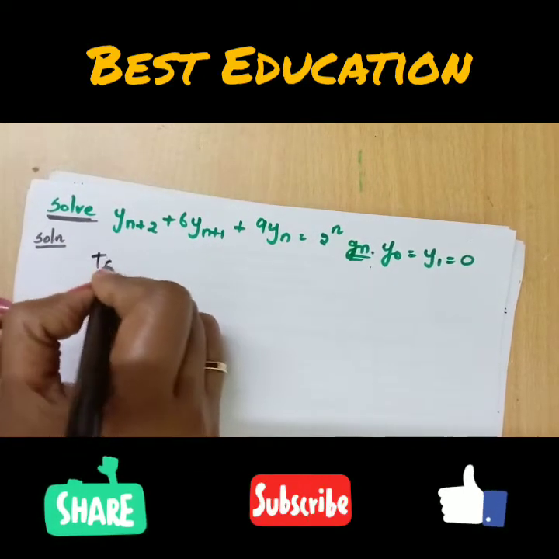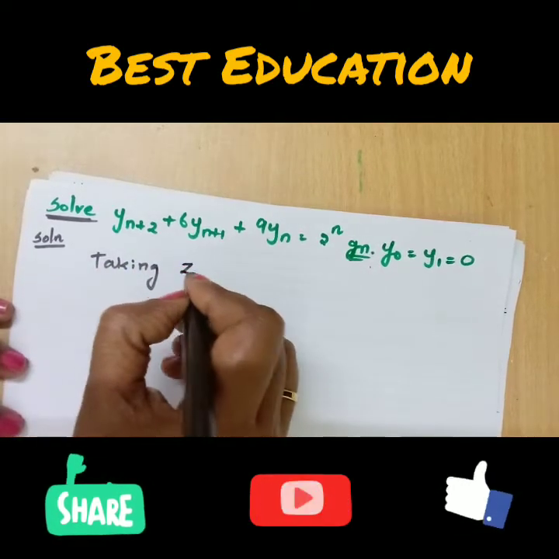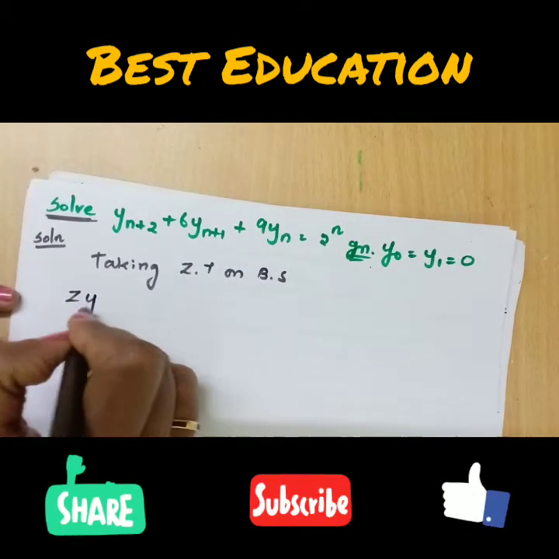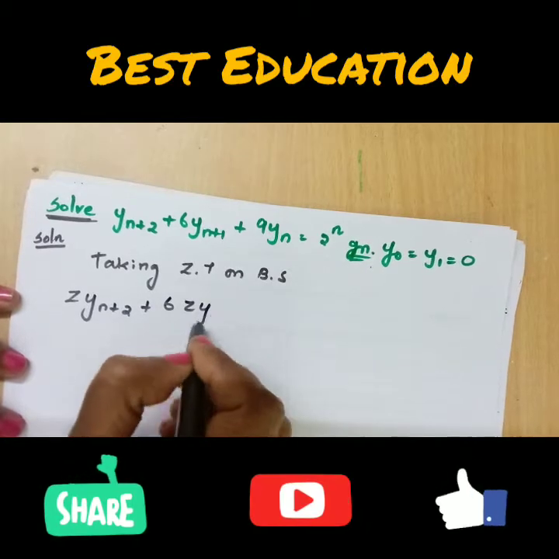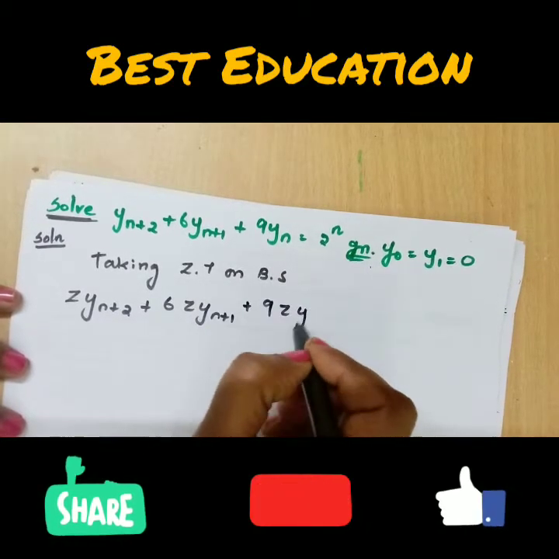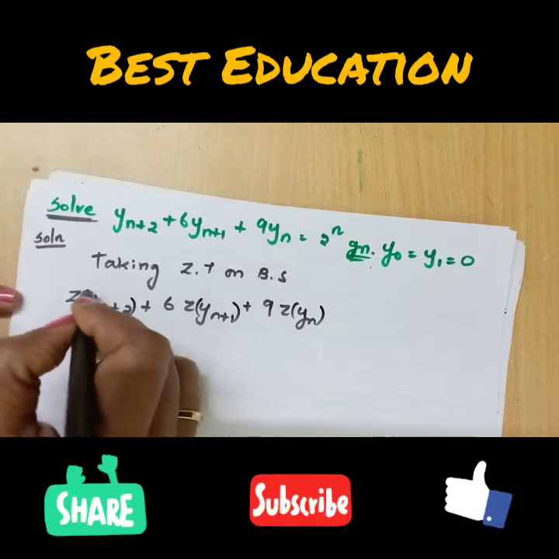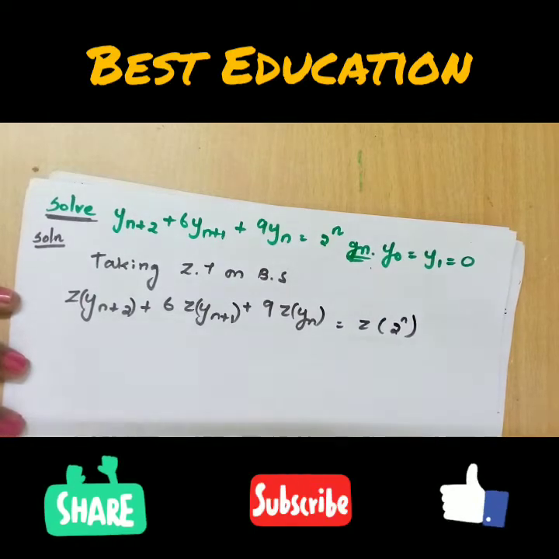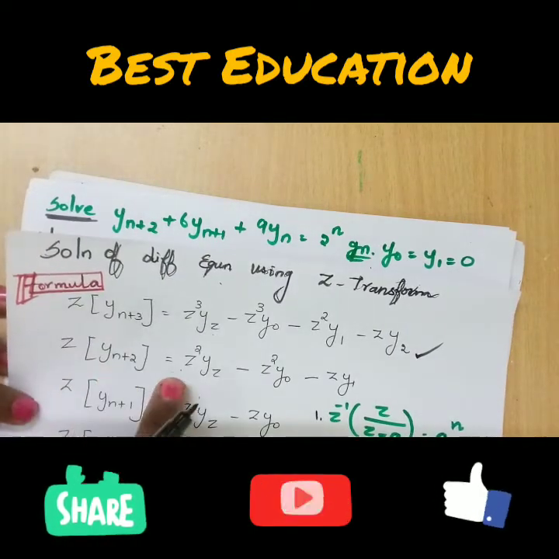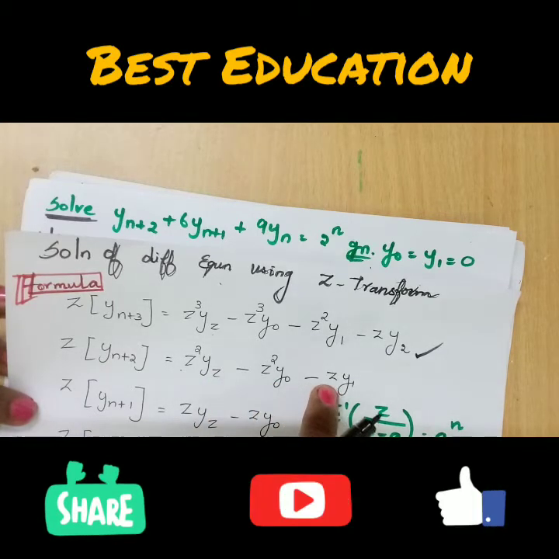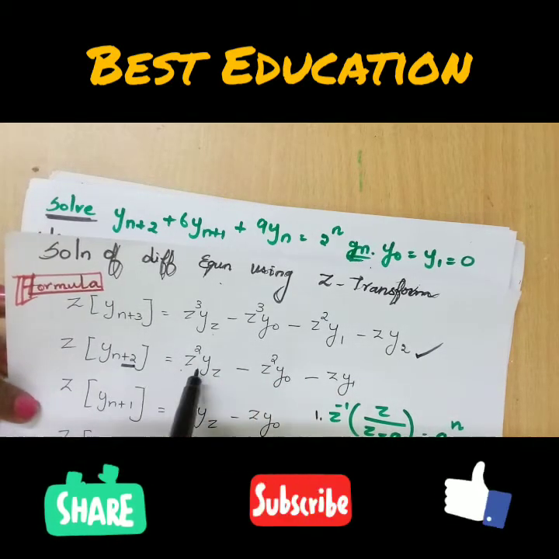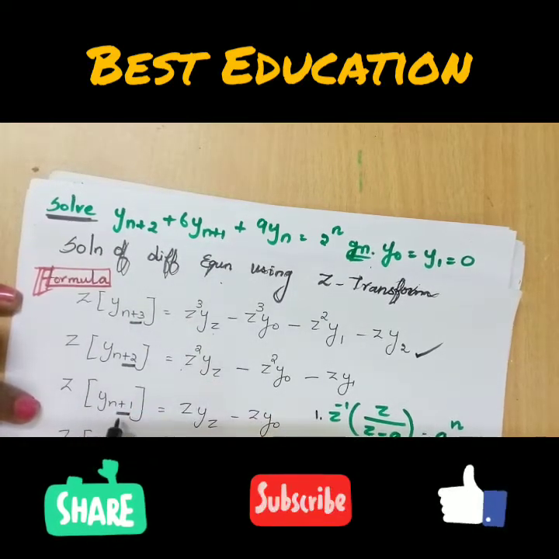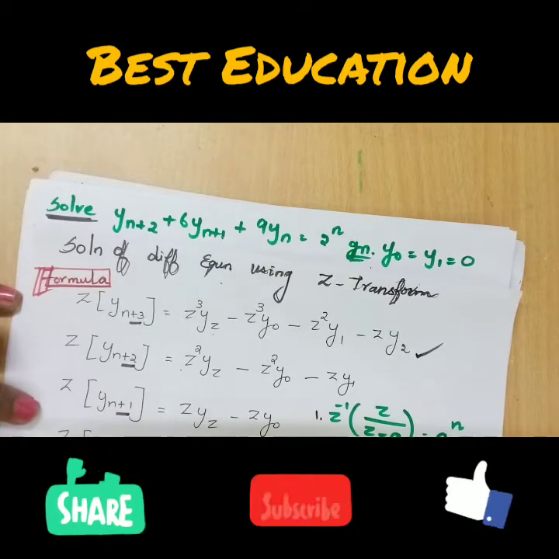Now just take the Z transform on both sides. That is Z of y(n+2) plus 6 Z of y(n+1) plus 9 Z of y(n) equal to Z of 2 power n. I already told you Z of y(n+2) is z squared y(z) minus z squared y0 minus z y1. If it is n plus 2, z squared will start. N plus 1, z. If it is n plus 0, no z here.